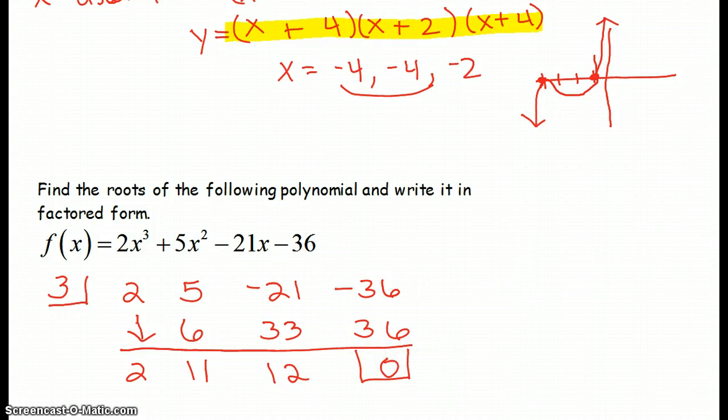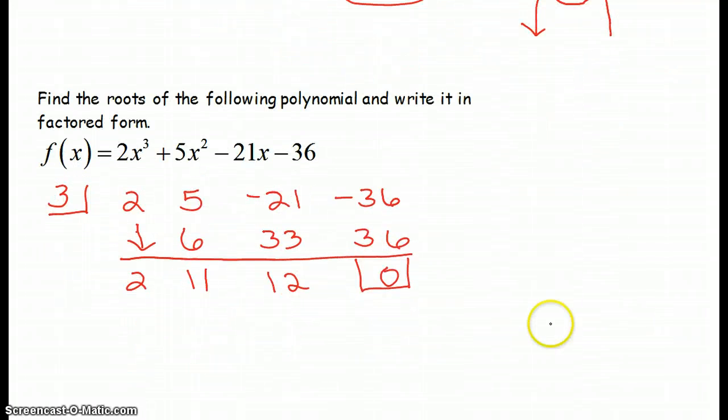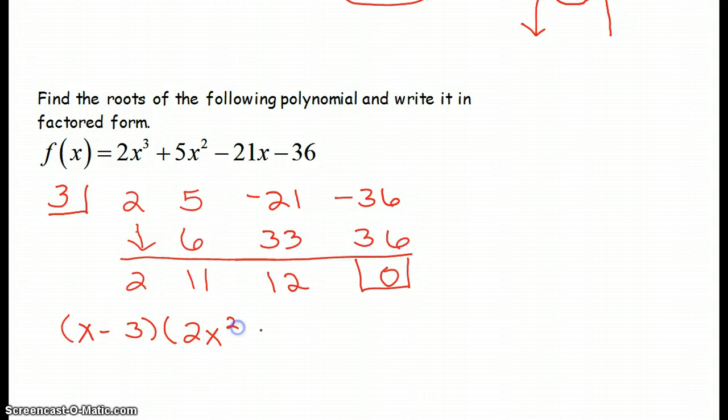Now realize that if you're choosing something that is a factor, then you expect that this is going to come out to be 0. So my first factor comes from the 3. So I'm going to put x minus 3. Remember, it's the opposite. And then since this was cubed, I'm going to go down 1. So this is going to be the coefficient of x squared. So it'll be 2x squared plus 11x plus 12.